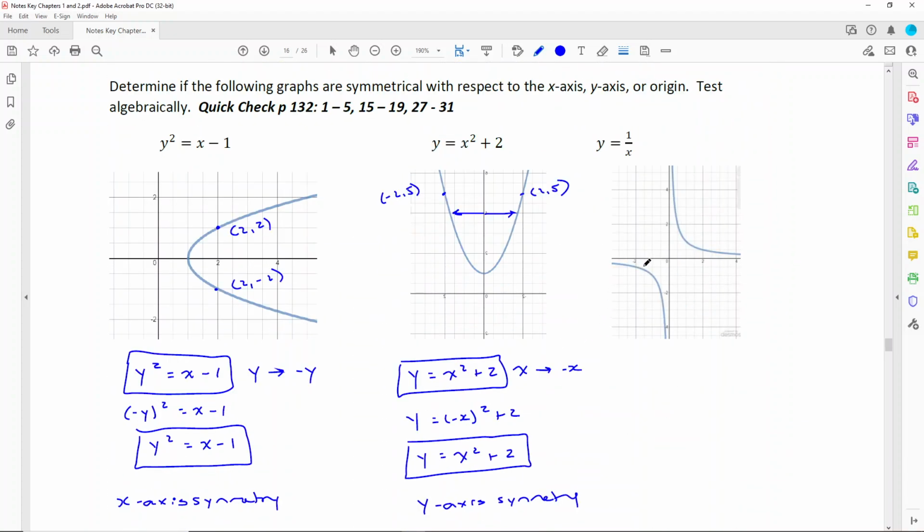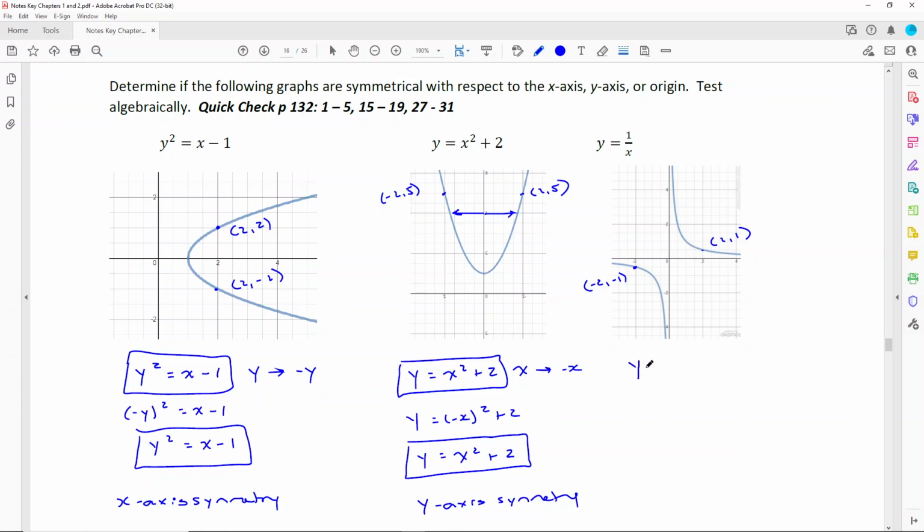So let's look at a question like this. Let's test a point first. We've got a point here at (-2, -1). I'm expecting to have a point at (2, 1). Oh, look, there it is. Visually, I can see that the graph is down here in the third quadrant, and it's also up here in the first quadrant, so I'm guessing this is origin symmetry.